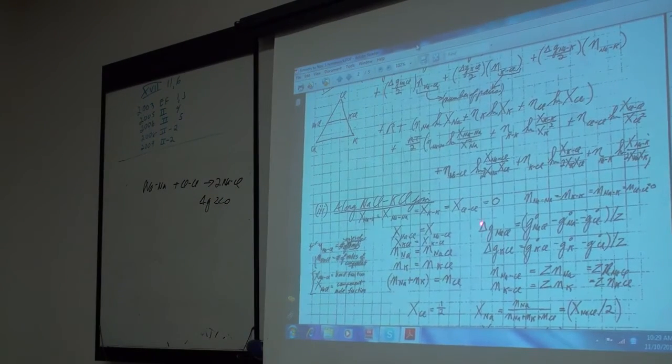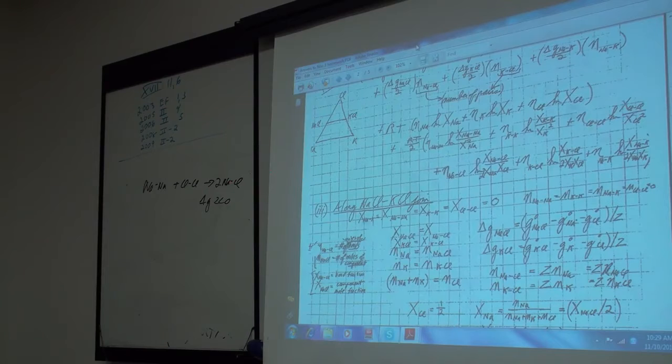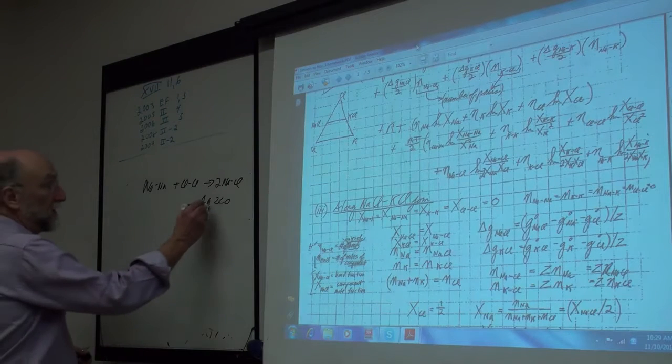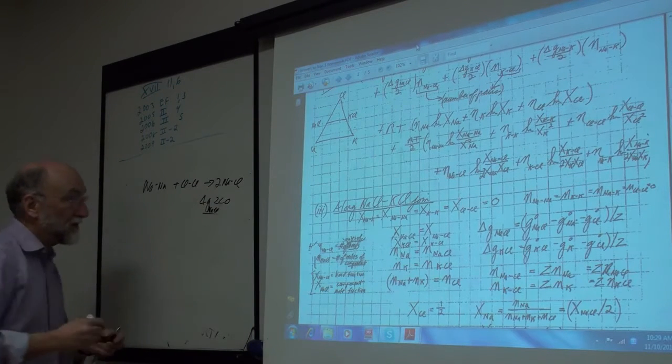The delta G of sodium chloride, this is the delta G of this reaction. This is delta G NaCl. This is your quasi-chemical parameter.